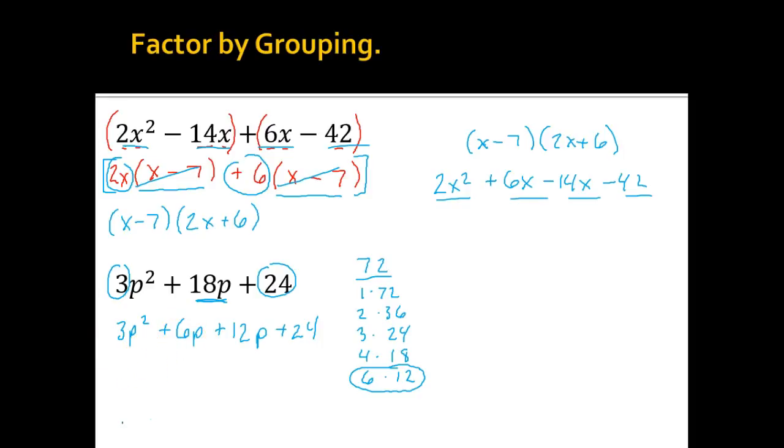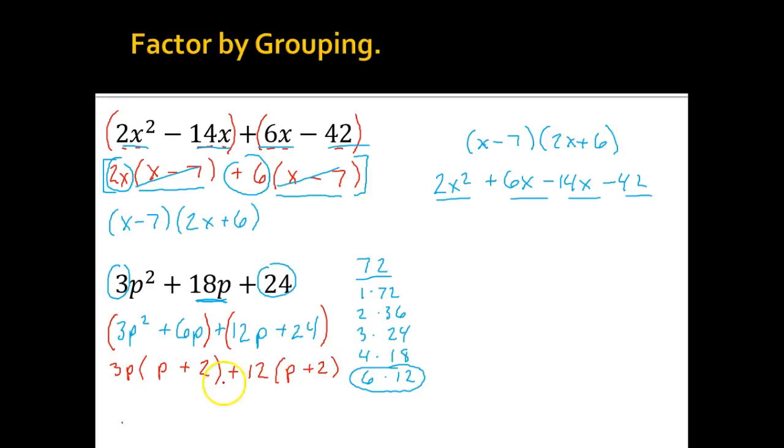Let's see what we can do with this. Change my pen color and split these into 2 pairs of terms. Grouping, we're grouping them. So 3p squared plus 6p, the common factor is 3p. 3p times p equals 3p squared. 3p times 2 equals 6p. All right, and then the second group, 12p plus 24, I think you can see the common factor is 12. 12 times p is 12p, and 12 times 2 is 24.